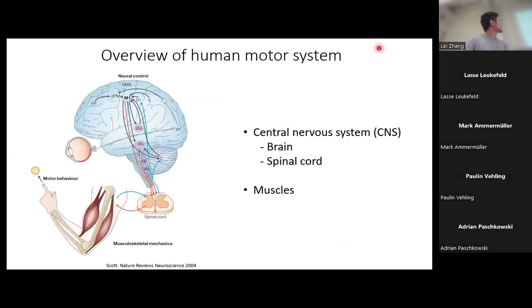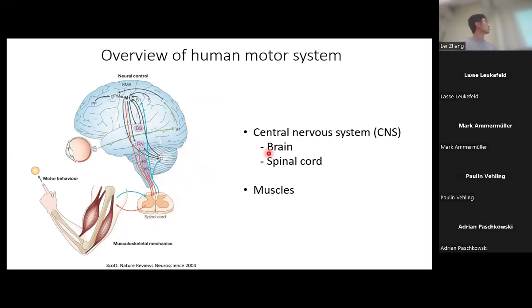So in this lecture, I will give you an overview of the human motor system. This is a picture including all the major motor apparatus and the nervous system for motor control. We have the brain, of course. This is probably the most important part. However, maybe less known is the spinal cord. This is also very important. We will come to that later.